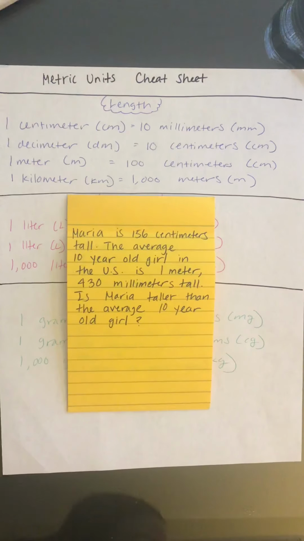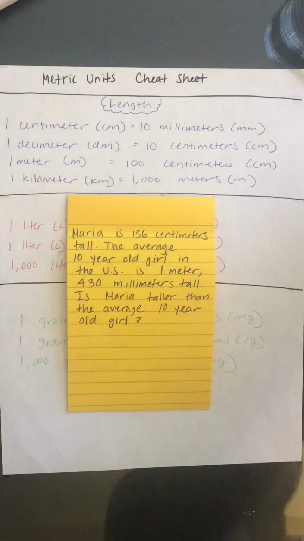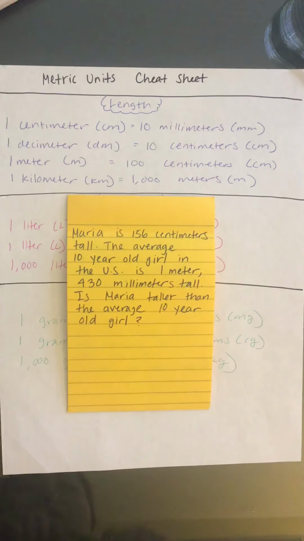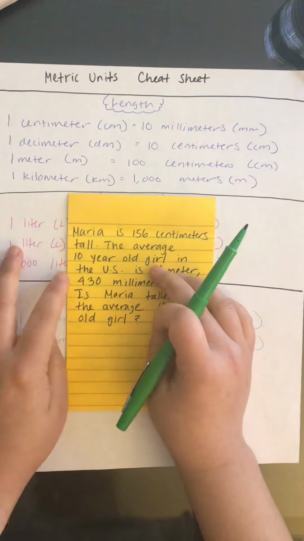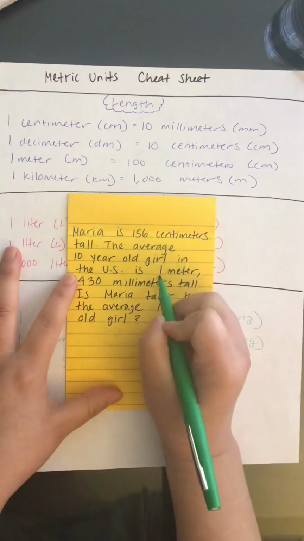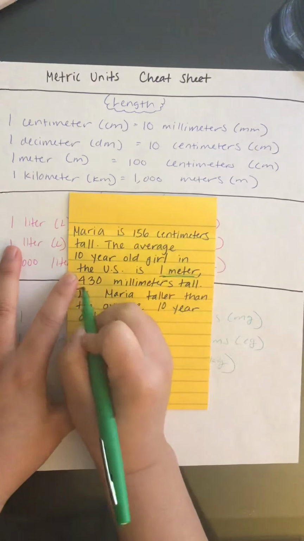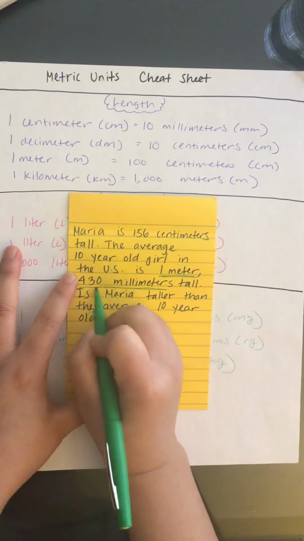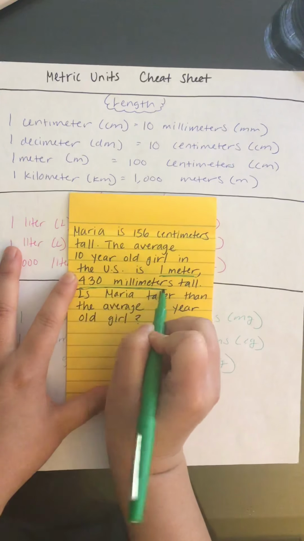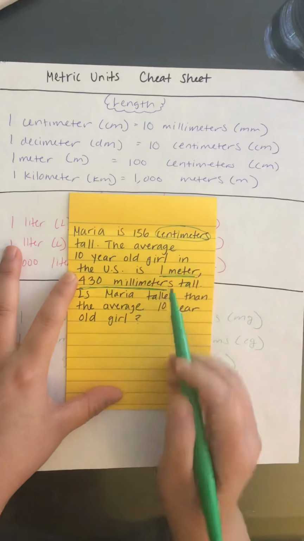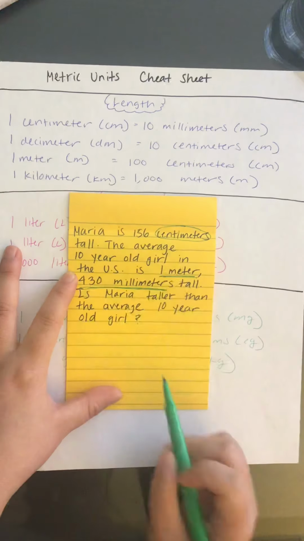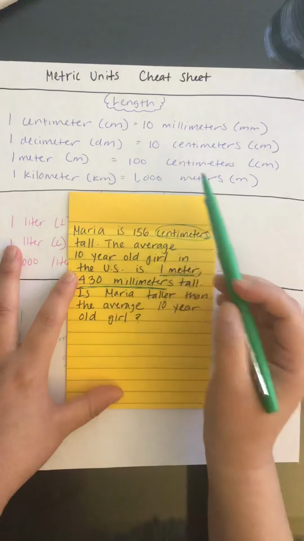Now this problem is going to require actually multiple steps. So when you look at this problem here, notice how you're trying to decide if Maria is taller than the average girl. And the information that this problem gives us is that an average girl is 1 meter and 430 millimeters. So because we're using centimeters here, because that's what they gave us for Maria, we have to convert this to centimeters. So let's go ahead and focus here first.